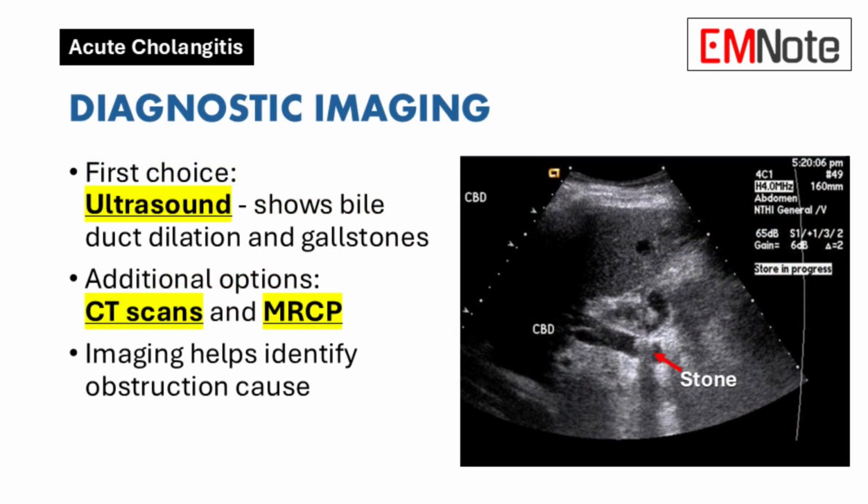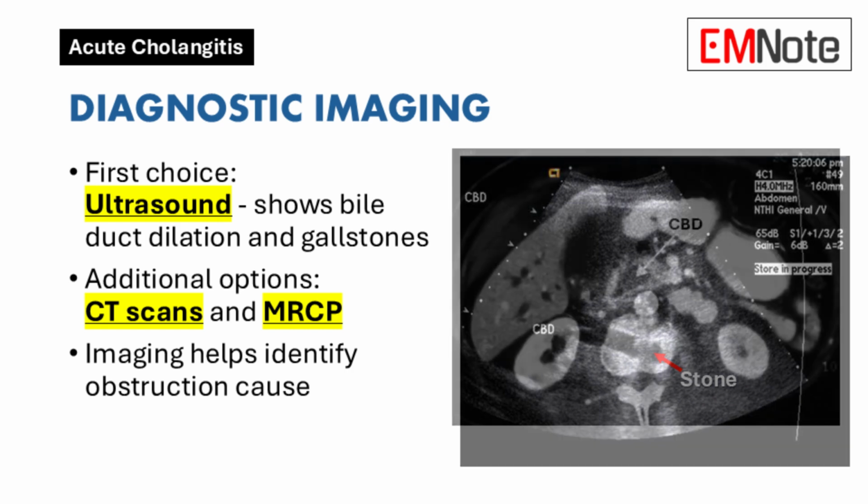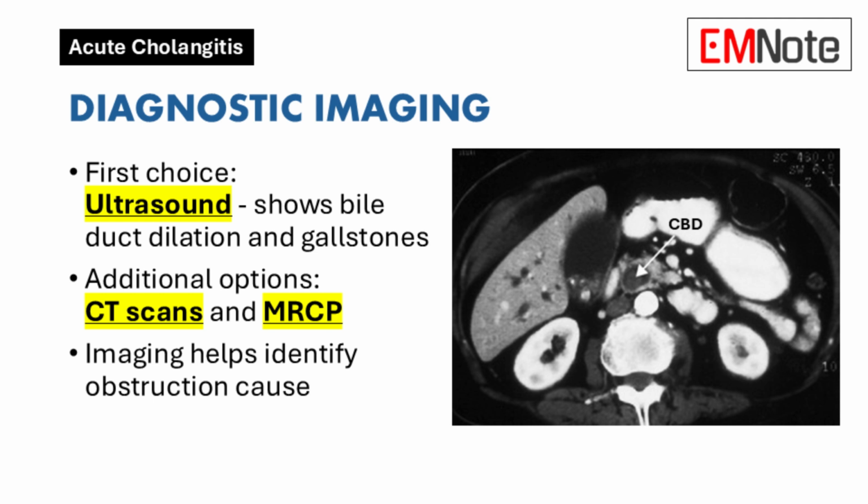Diagnostic imaging. Ultrasound is typically the first imaging modality used to assess suspected acute cholangitis, as it can visualize bile duct dilation and gallstones. Computed tomography scans and magnetic resonance cholangiopancreatography are also valuable for further evaluation and identifying the cause of obstruction.